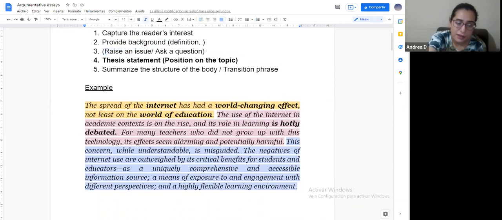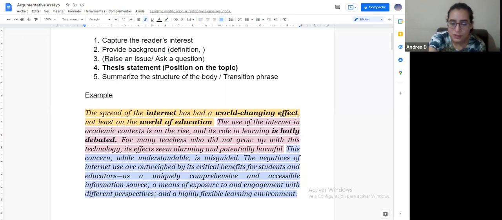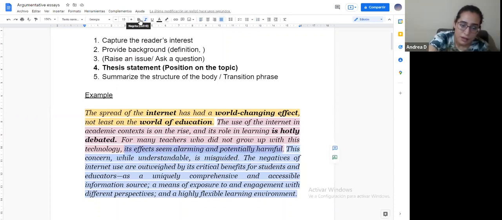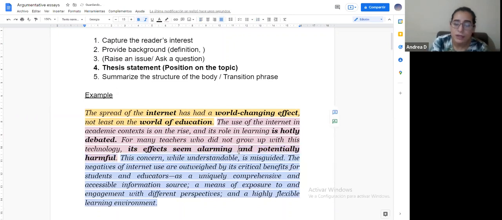So in this essay, what the author is trying to do is show you that the internet is not such a bad thing for education, like many people think. So the problem here is that people think that the effects of the internet in education is alarming and harmful. That's the problem for the author.